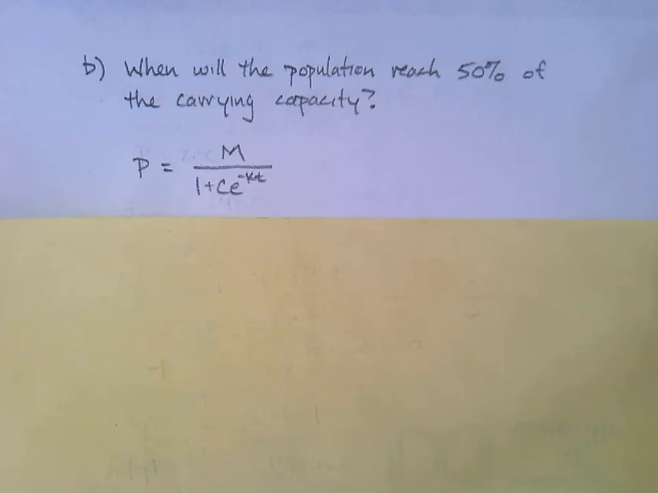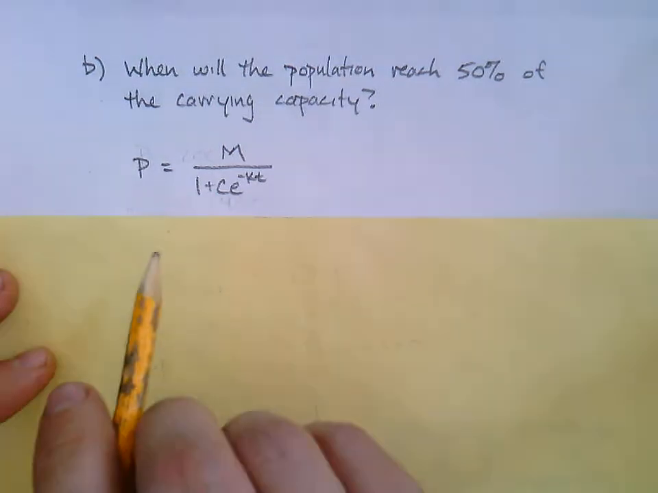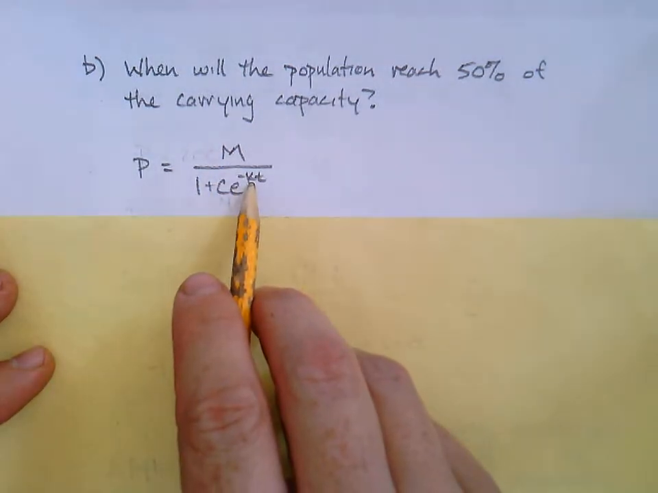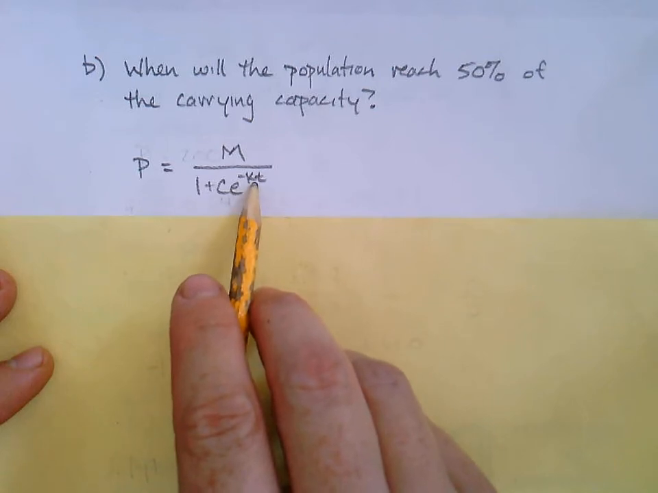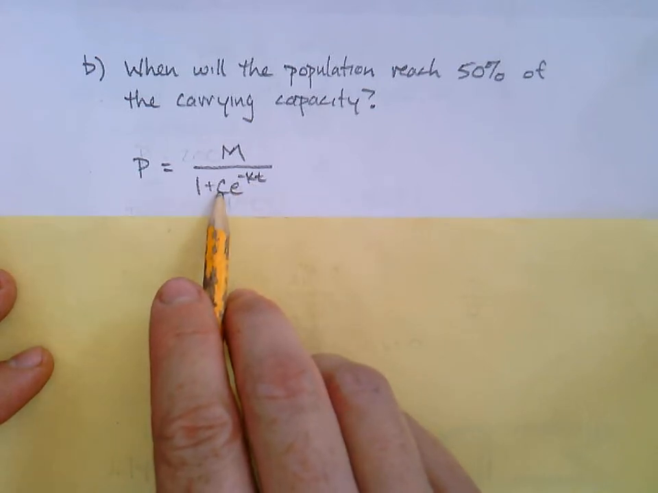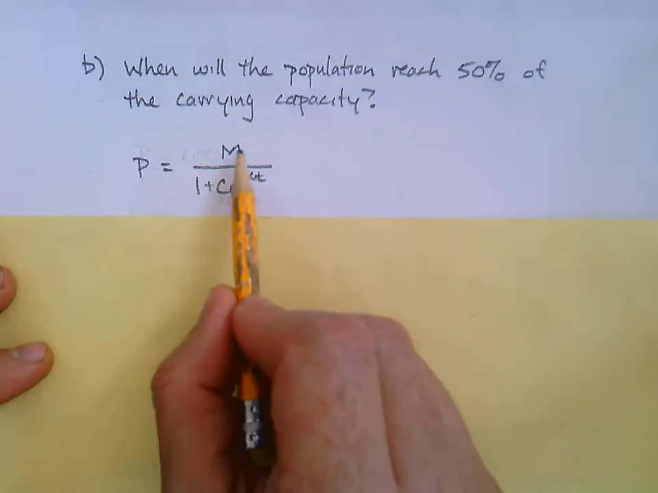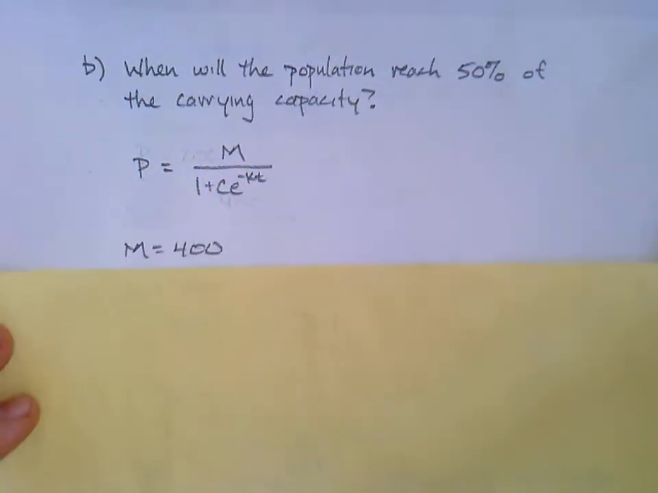P equals m over 1 plus c e to the negative kt. And we notice there are several things we need to fill in. The m we just found. The k, we've got to figure out what k equals. And finally, c, we've got to plug numbers into all these. And well, we kind of talked about what p is. It's just going to be half of m. So we just found that m is 400, which means p is 200, of course.